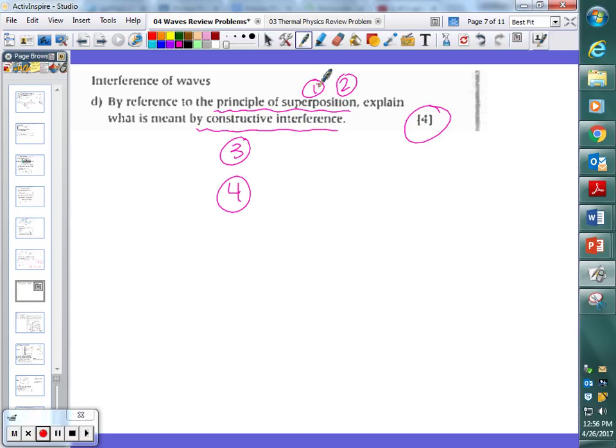So, even this simple sentence, if we break down the 4 points, right? Superposition. Waves can exist in the same place at the same time. When that happens, we have a resultant amplitude that is the sum of the individual amplitudes. Constructive interference is when we have a bigger, or increased, resultant amplitude, because crests meet crests or troughs meet troughs. Okay. Is that good as far as the 4 points go? Okay.